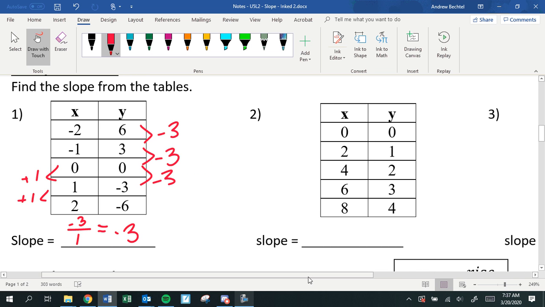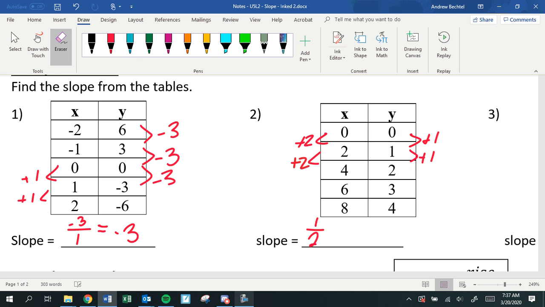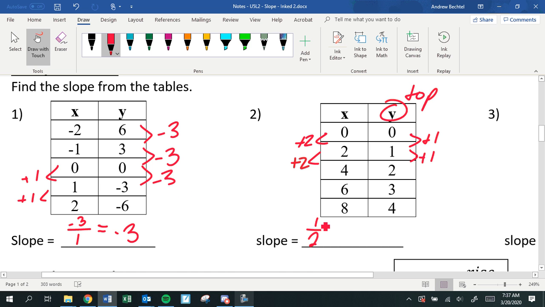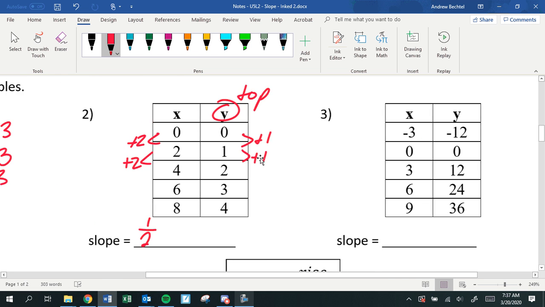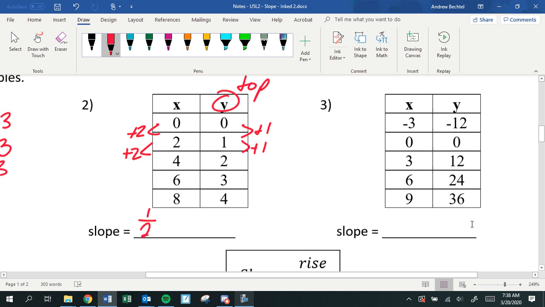Let's find the slope for number 2. Here we see that the x's are going up by 2, and we see that the y is going up by 1. So our slope puts the change in y on top first over the change in x. To make sure we always put the change in y on top. If we look at that fraction, if we look at 1 over 2, if we divide that, we get a decimal. So we're going to go ahead and leave it as a fraction. We'll talk more about that as we begin to make graphs. Try number 3 on your own. Find that slope.